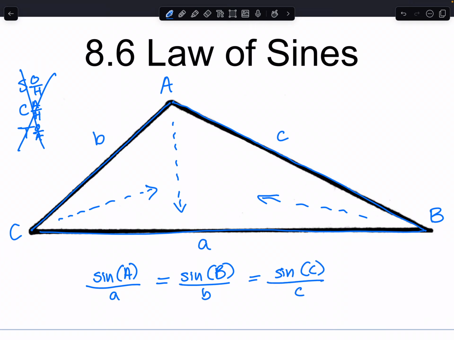As long as we are able to label the picture with the angle and its opposite side, we're going to be able to use this formula, law of sines, to solve for a missing side or a missing angle. So let's do a few examples.